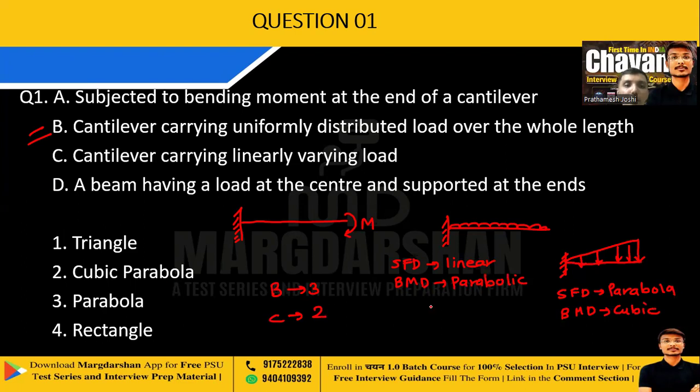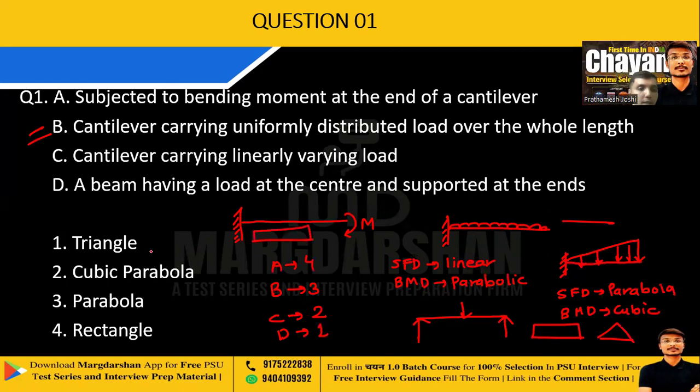Okay. A beam having load at the center and support at the ends, like this. So SFD would be like this, and the BMD will be a triangle. So D to 1. Hence A to 4, because the bending moment is constant here in the first case for A. So the BMD would be something like this, a rectangular piece. Okay. So we have got these answers.